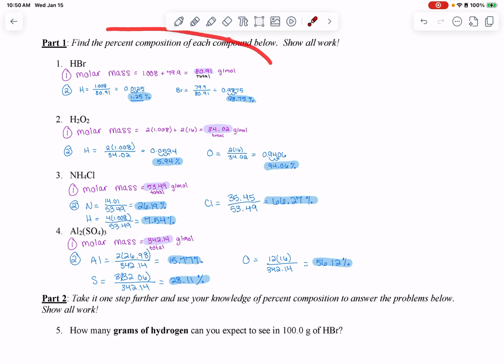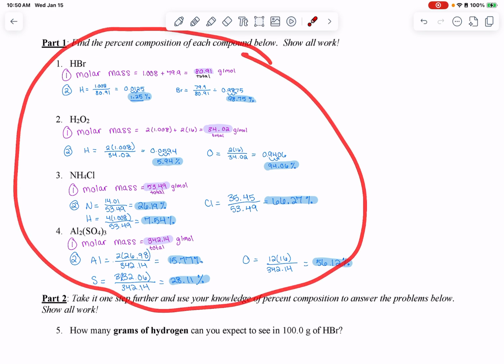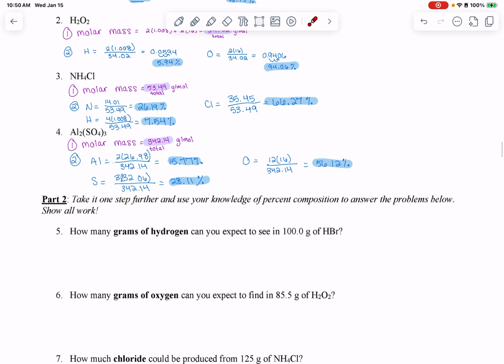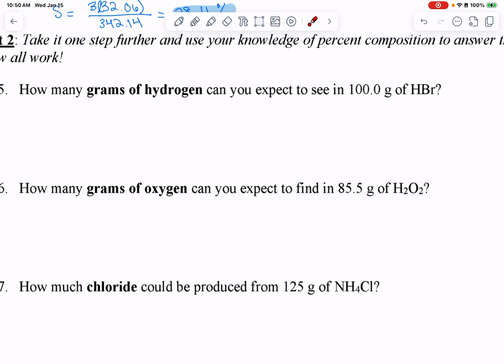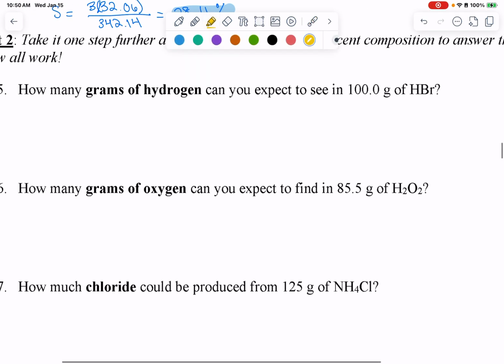Now, we are going to use all of this information down here on part 2. Okay, so each of these percentages you found will become useful. Now, I'm going to start with number 5. Number 5 asks, how many grams of hydrogen can you expect to see in 100 grams of hydrogen bromide, or HBr? Now, if you take a look, this HBr connects to number 1.